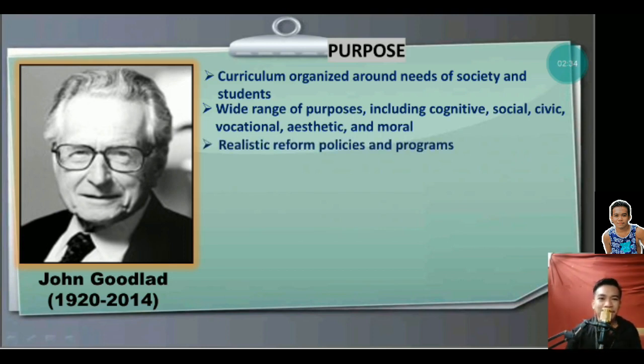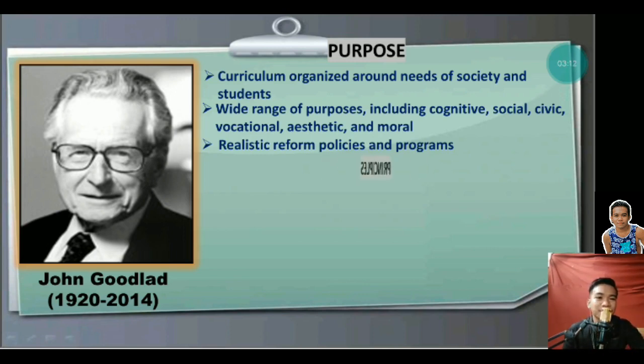So we have third purpose of John Goodlad. Realistic reform policies and programs. So this means that in order to make an effective and solid purposes of students' learnings, it is important to have true policies and program reform so that it can evaluate the progression of the students' learning and can compare the past policies to the new curriculum in how the policies and programs contributed for the students' learnings. So that was his third purpose.